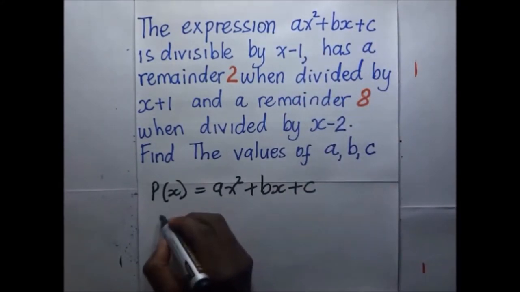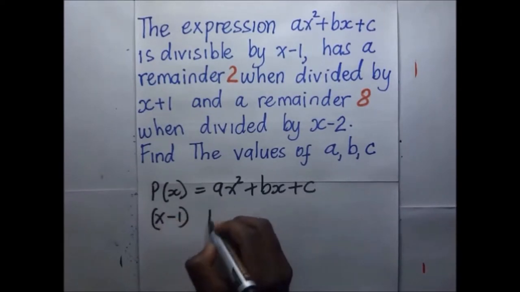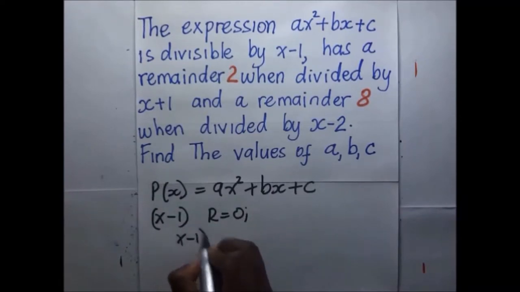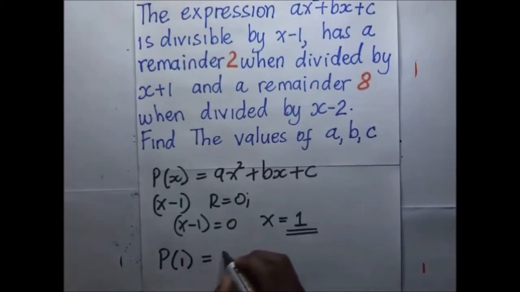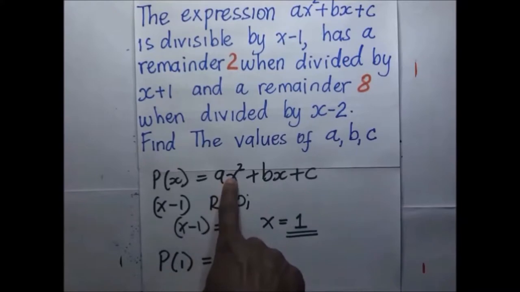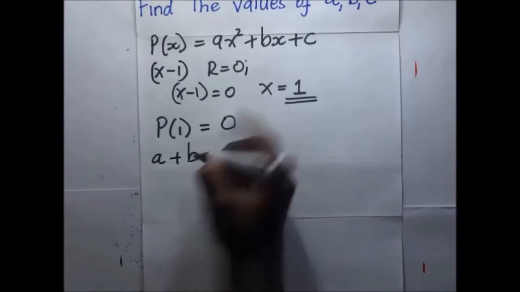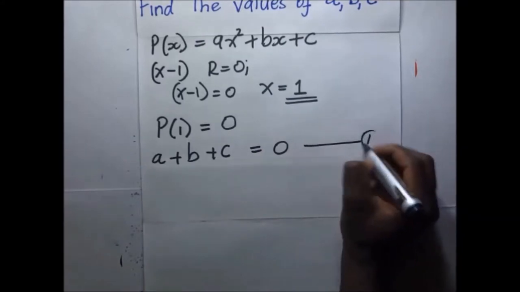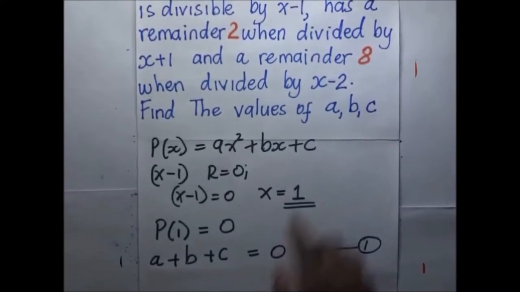I mean that if x minus 1 gives you a remainder of 0, it means that for the remainder to be 0, x minus 1 should be equal to 0. So x should be 1. P of 1 should be equal to 0, meaning that when our value of x is 1, we put here 1, it means that a plus b, b times 1 is b, plus c is equal to 0. That's our first equation.